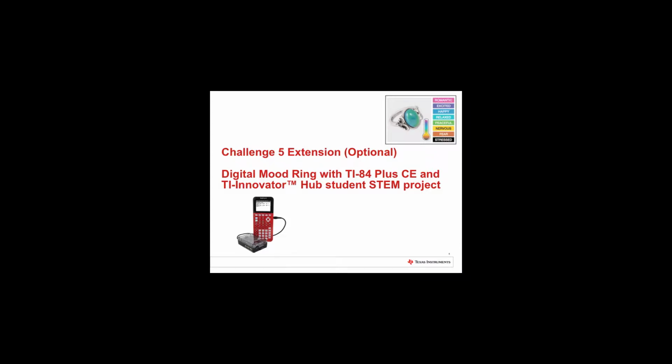Welcome to the Challenge 5 extension. In Challenge 5, we wrote a program to repeatedly read and display temperature values using a for loop. In the Challenge 5 extension, we will store the temperature values and the time of each reading into list variables for later analysis. Look at the Challenge 5 extension in the Digital Mood Ring by Challenges document. Note, storing temperature readings for later analysis is not required for the final Digital Mood Ring challenge.